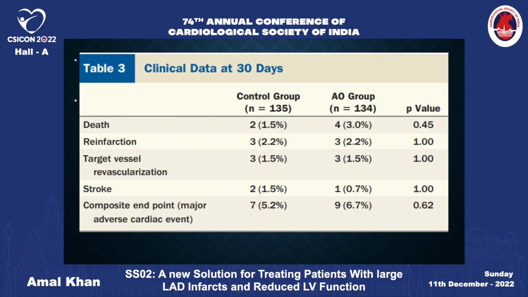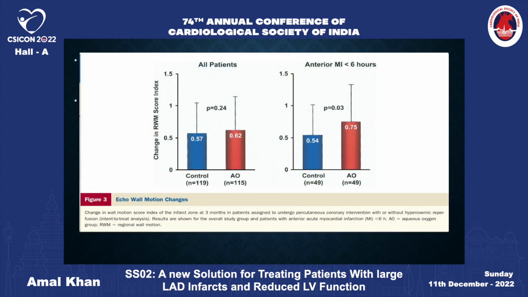In this study, they didn't find any significant difference in death, reinfarction, target vessel revascularization, stroke, or the composite endpoint between the control group and the aqueous oxygen group. But what they found in the subgroup analysis in the anterior wall MI, presenting less than 6 hours and going for the primary PCI, was that the p-value was significant. The aqueous oxygen group in comparison to the control group, the p-value was 0.03.